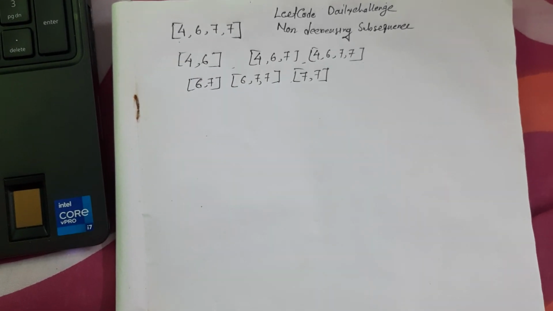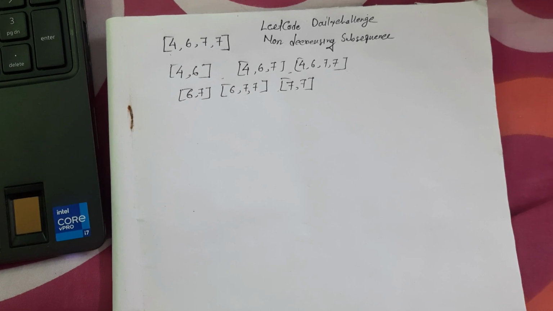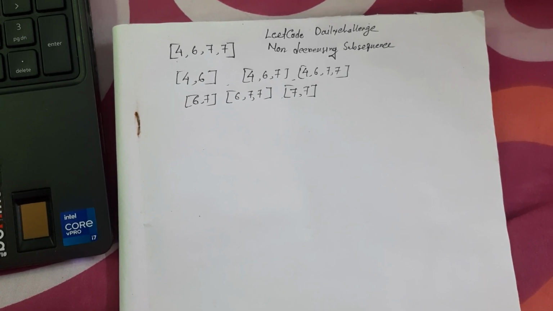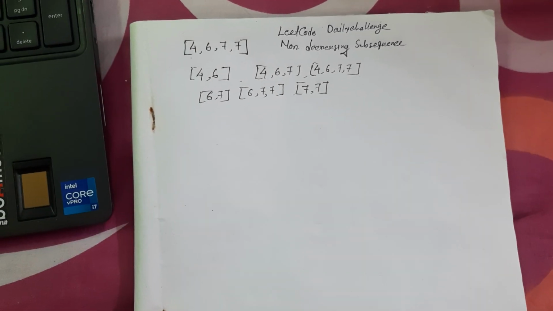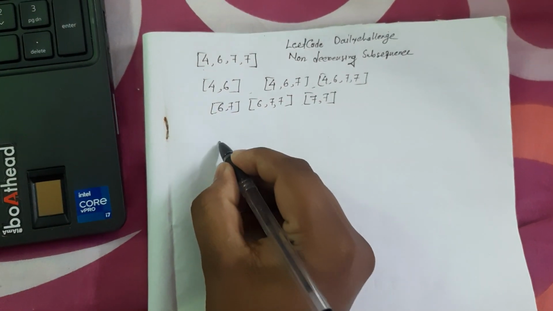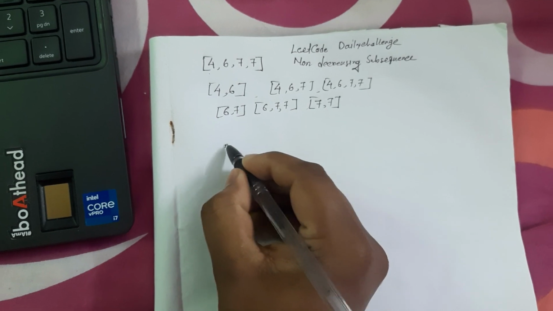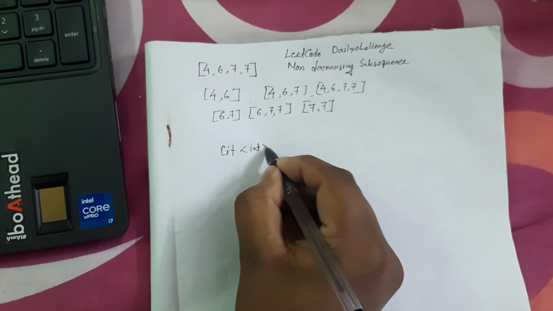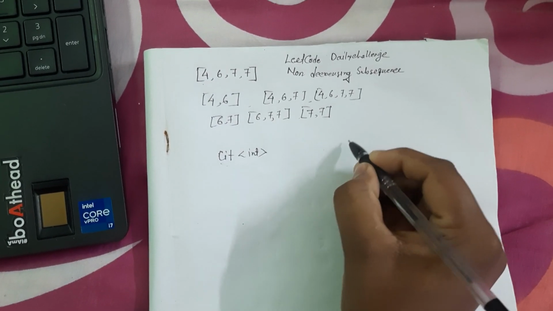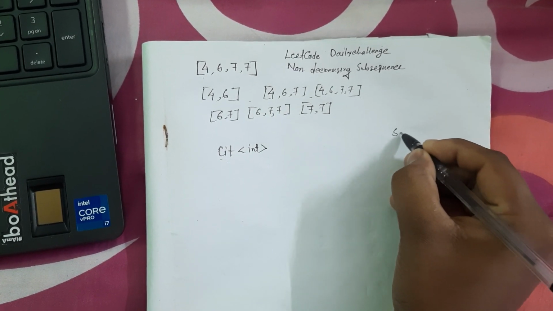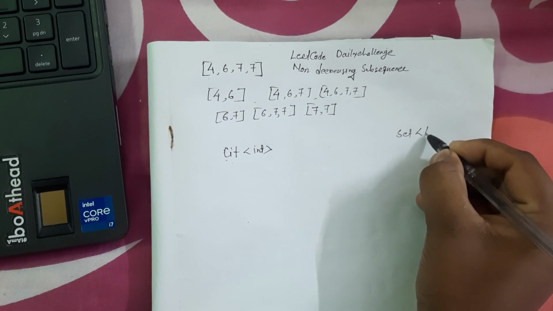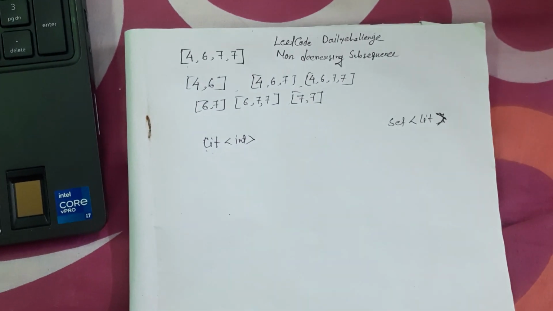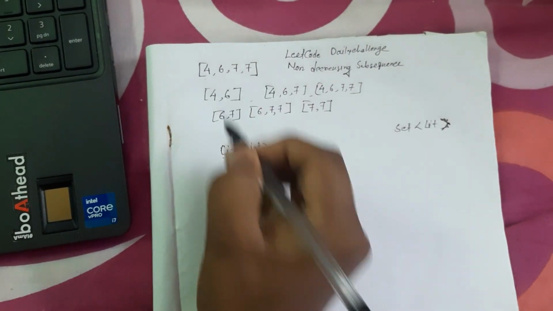Now let's understand how we can solve this problem. To solve this problem we need to use the concept of backtracking. So in the backtracking, what I will do is create a list of integers that will store the current list, and we will also create a set of lists that will store our answer, and we will start from the beginning.